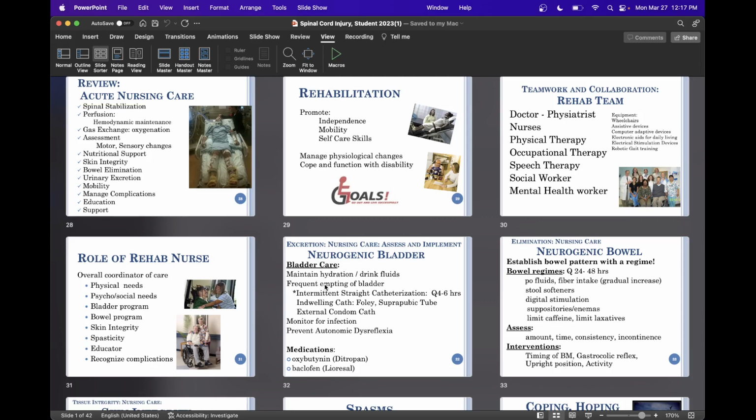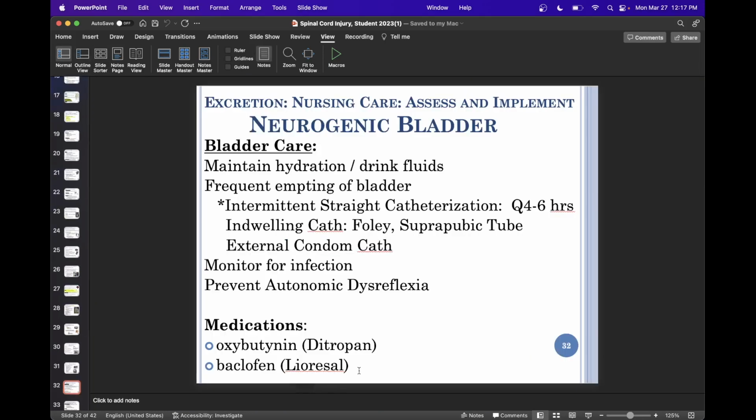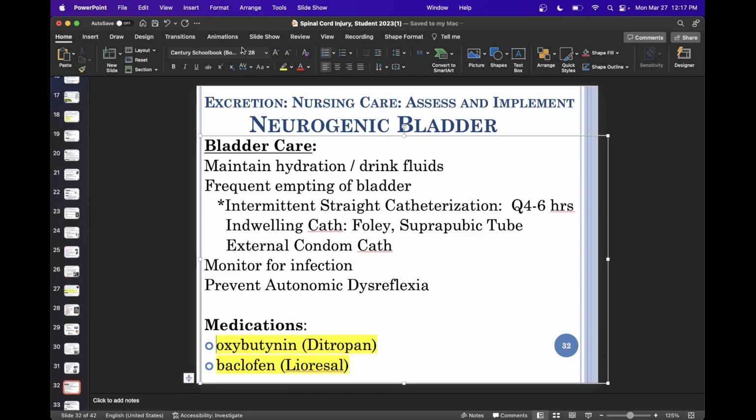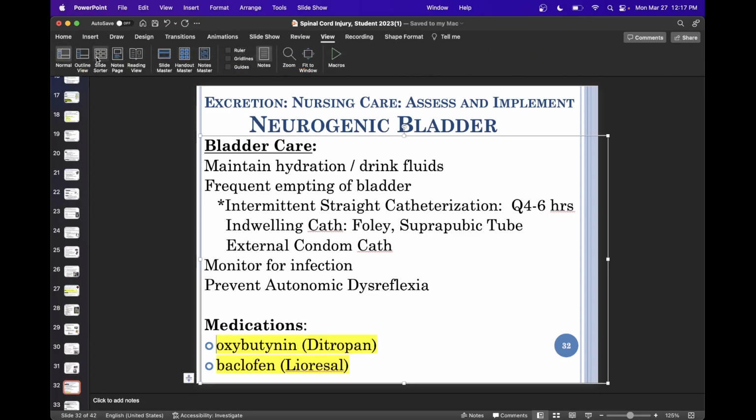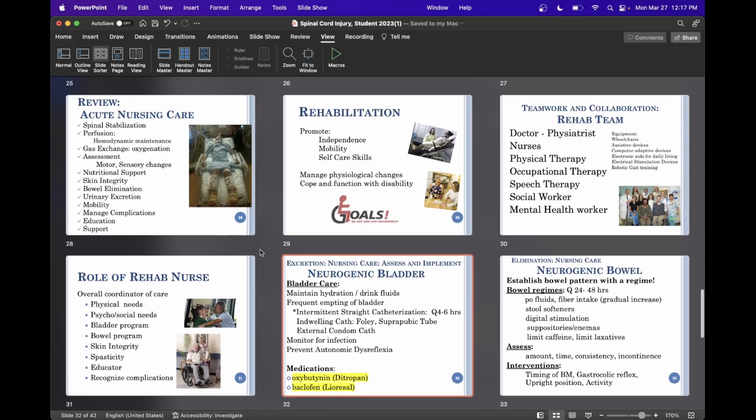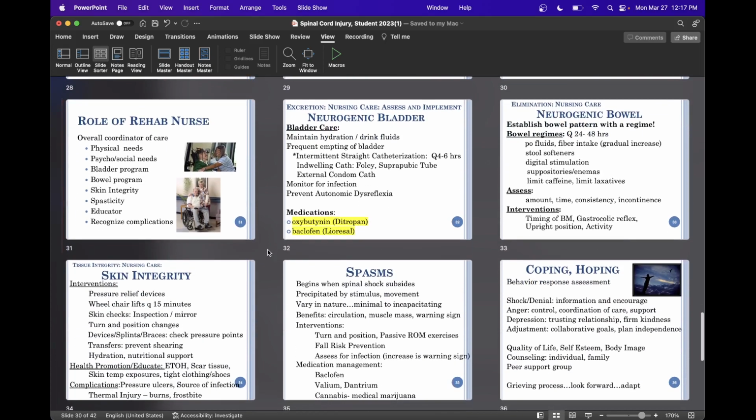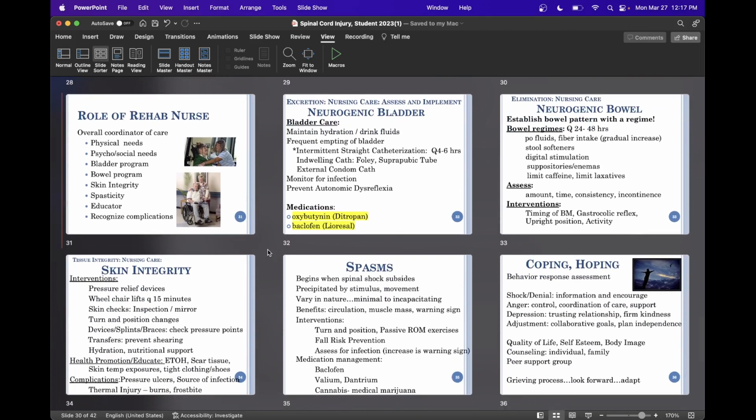We know the patient's got a neurogenic bladder. Intermittent cath is your best means for a bladder routine. We want certain parameters. It's typically every 4 to 6 hours where we're going to look at that urine output, around 400 or 500 max. Otherwise, we might need to do it more frequently. What's the amount? What's the color? What's the clarity? Is there any odor?